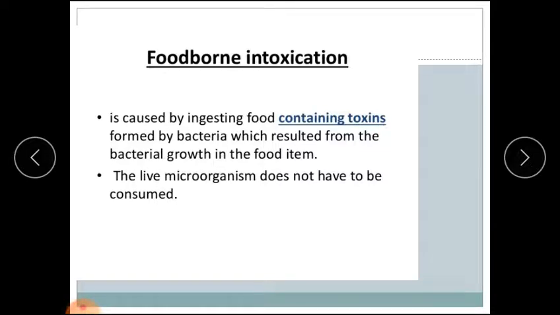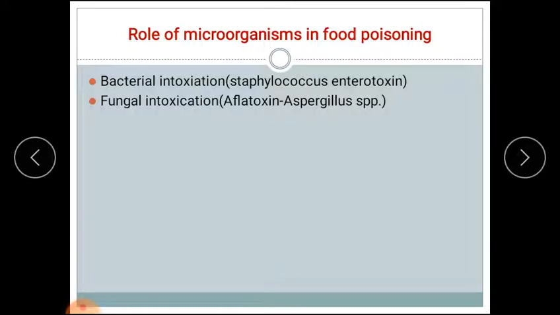So in intoxication, the live microorganism does not have to be consumed. There is no need to eat the microorganism present in the food. Only if the toxin is ingested, it leads to food intoxication. Now the second point in your topic is the role of microorganisms in food poisoning, that is food intoxication. So here we will start with our second point, food intoxication.